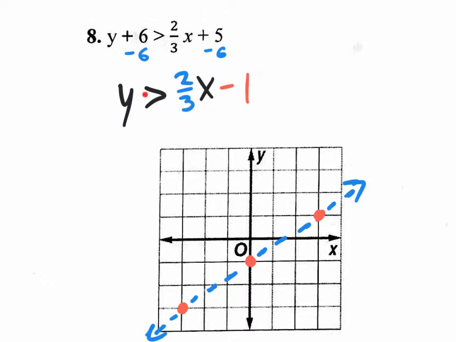Above, right? It says y is greater. So the greater values on y are up here, aren't they? The lower values on y are down here. So if we say y is greater, then we'd have to shade in above. So let's shade in above.